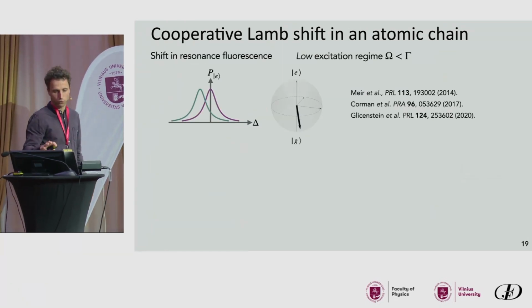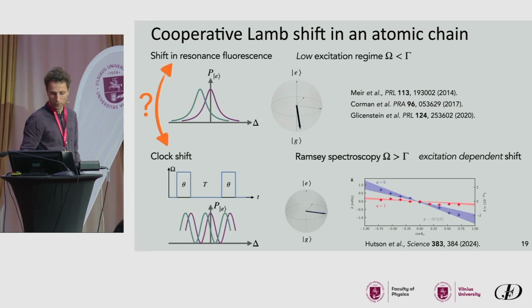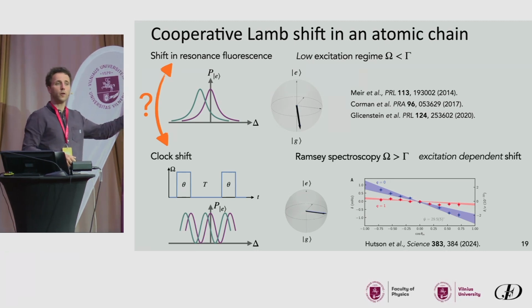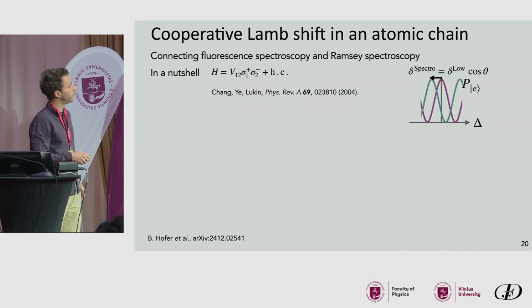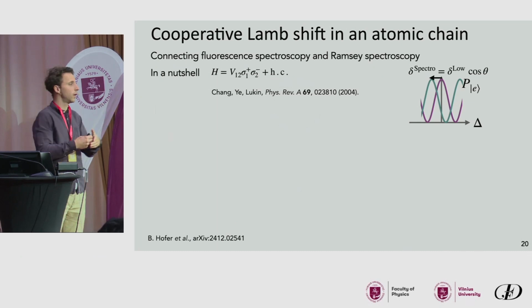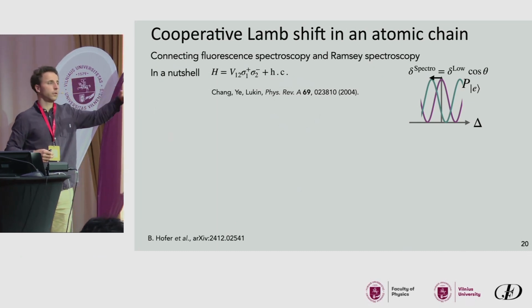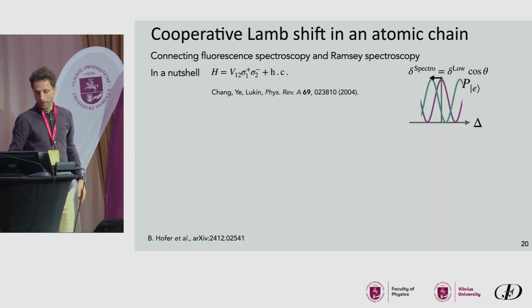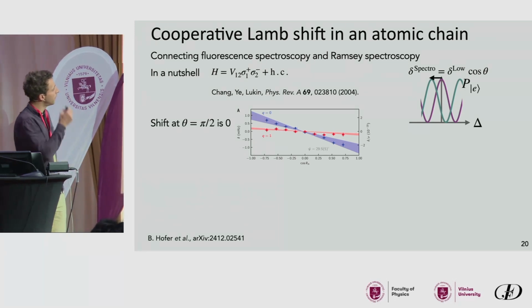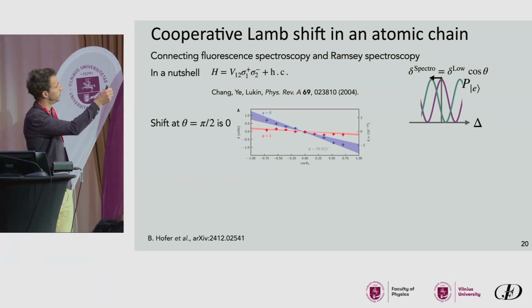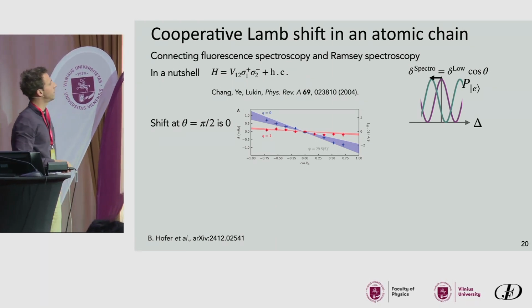In the interest of time, I will just go very briefly over the fact that this shift here is exactly the same shift that you get in an optical clock. It's an interesting exercise to try to calculate this shift, whether you're driving the atoms in a steady state or performing a Ramsey experiment. You get the same shift, except that in a Ramsey experiment it depends on the area of the Ramsey pulses that you make.